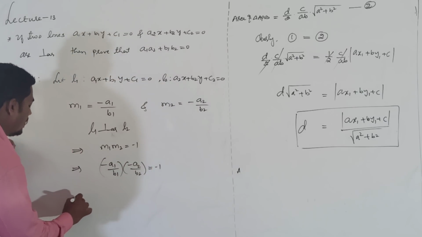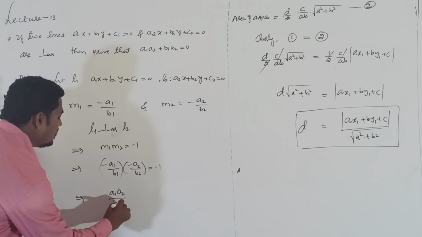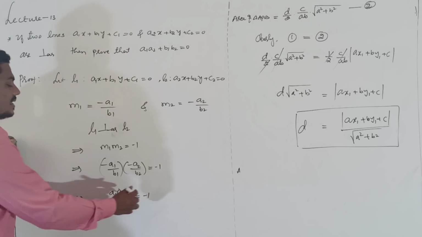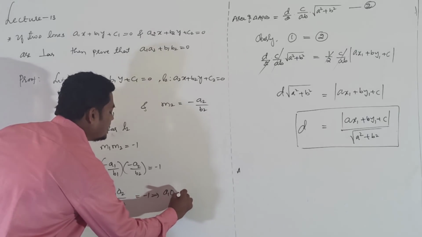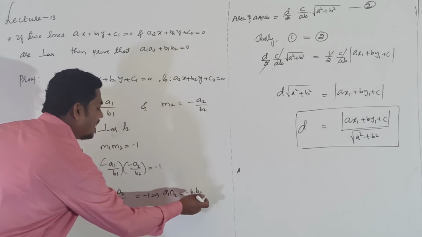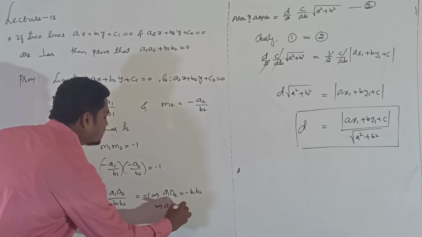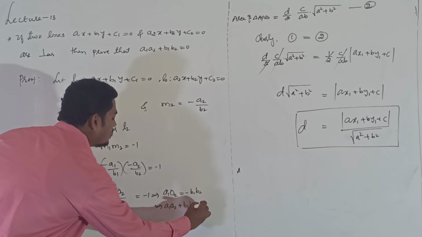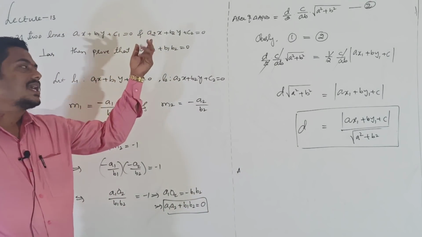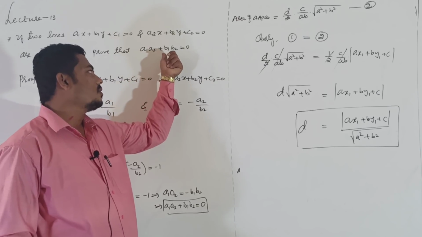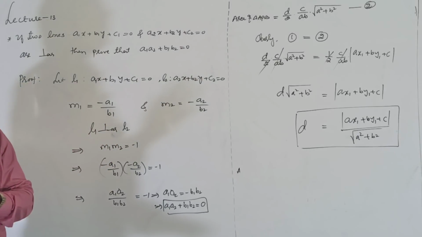Now minus into minus will be plus, a1 a2 divided by b1 b2 is equal to -1. Then by cross multiplication, a1 a2 is equal to minus b1 b2. Take this term to the LHS, then it will be a1 a2 plus b1 b2 is equal to 0. This is our required proof, right? If these two lines are perpendicular, then a1 into a2 plus b1 into b2 equal to 0. Parallel condition and perpendicular condition, right?